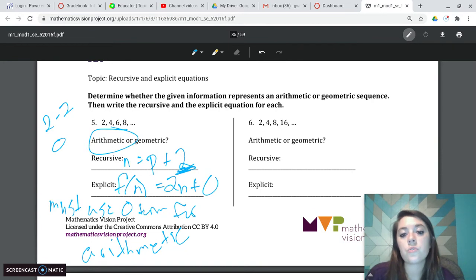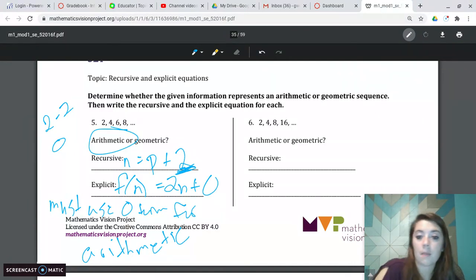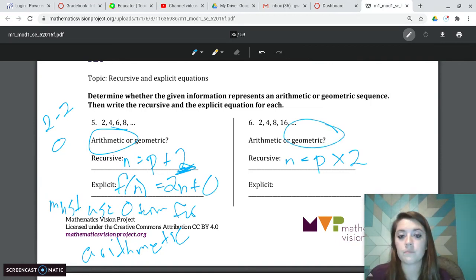All right, we're also going to do number 6. So once again, like I said before, make sure you look at the whole sequence, because with number 5, it's going 2, then 4. Guess what? Number 6 also starts 2, then 4. But this time it's 2, 4, 8, 16. So what are we doing this time? We're multiplying by 2. So now equals previous times 2, which means this one is geometric.